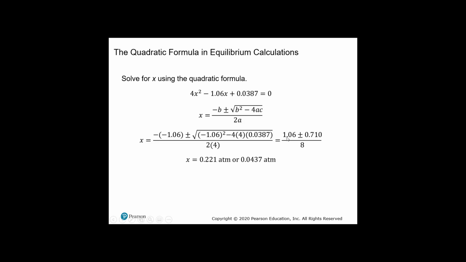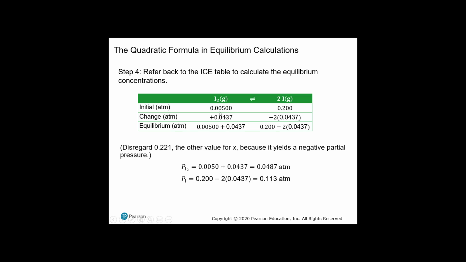So what does that mean? This means this is 1.06 plus 0.710, and this is 1.06 minus 0.710, and then you divide it by 8. So you're going to have two values, and we have these two values right here. Once we get the two values, we're going to see which one works and which one doesn't.